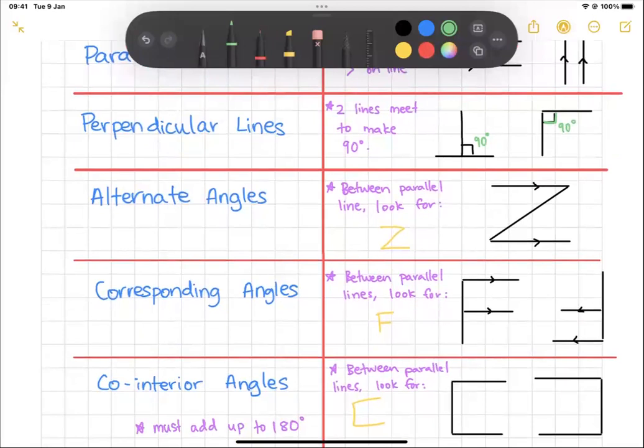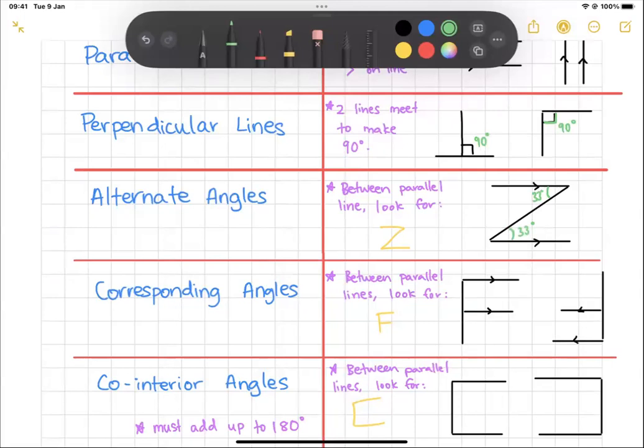What alternate angles means is if I've got this angle here, angle 33, the alternate angle to that angle 33 will be this one right here, right? This will also be 33. It must be between a pair of parallel lines, okay?